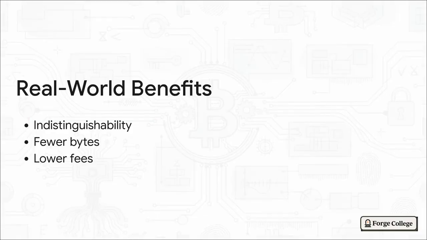And this matters immensely, because indistinguishability doesn't just protect your privacy by shrinking your footprint, which prevents anyone from knowing you're operating some complex corporate wallet, but it also makes the transaction physically smaller. And fewer bytes literally mean lower miner fees.